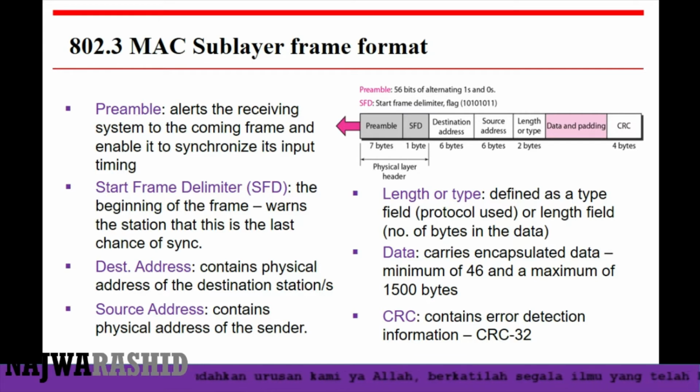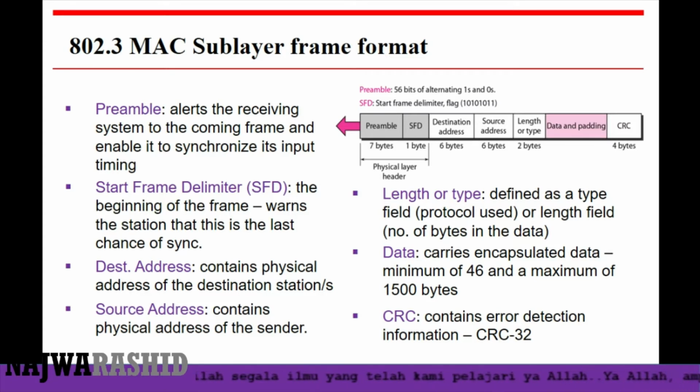SFD, start frame delimiter. This one is at the beginning of the frame, and it notifies the station that this is the last chance for them to do the synchronization. And then it is followed by the destination address. The destination address consists of 6 bytes, the physical address of the destination or the receiver side.